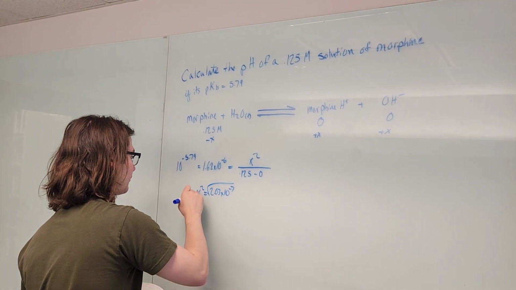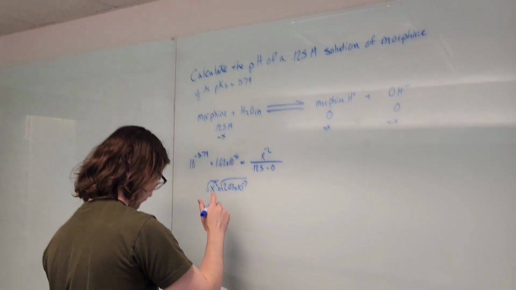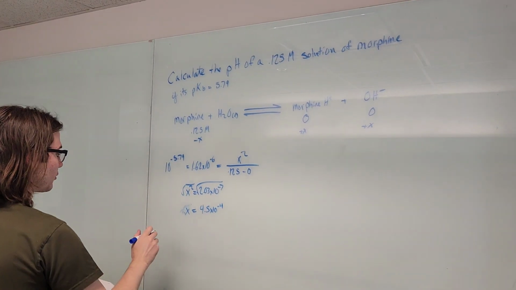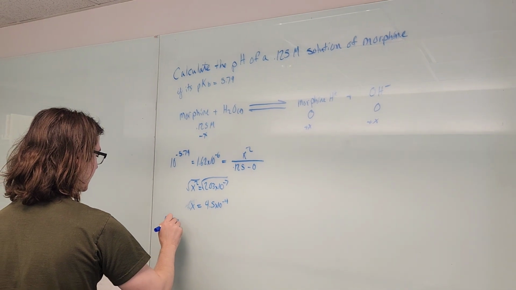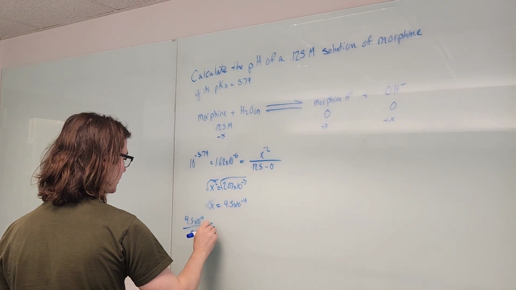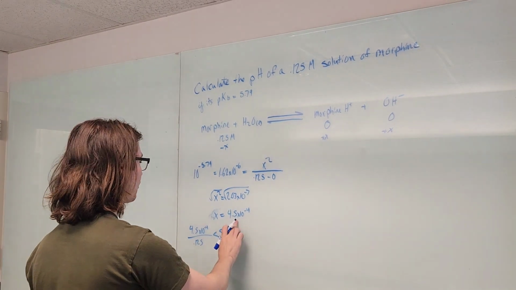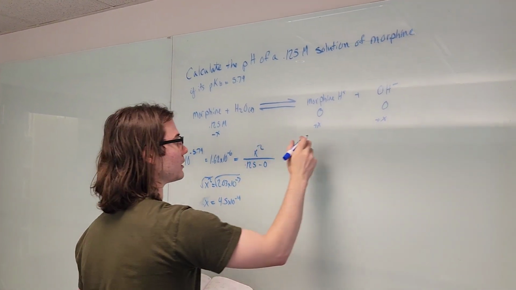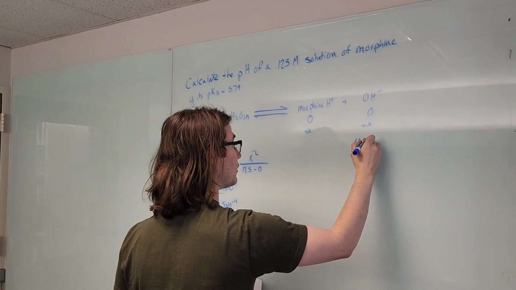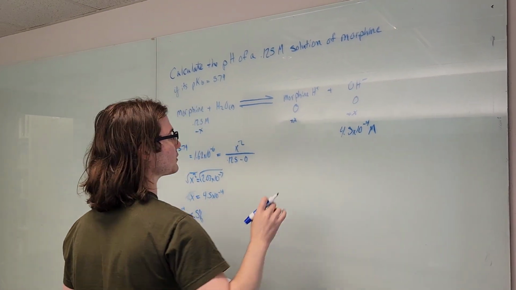And then solving for x, we get x equals 4.5 times 10 to the negative 4. And we can show really quickly 4.5 times 10 to the negative 4 divided by 0.125 is much less than 5%. So that follows the rule. So we can take this number and we can just immediately plug it into our hydroxide concentration. So we have 4.5 times 10 to the negative 4 molar concentration of OH minus.